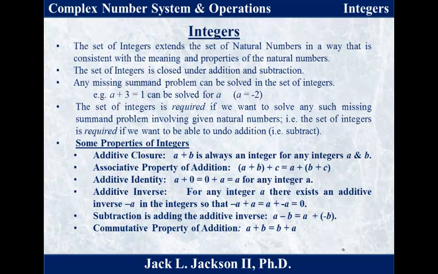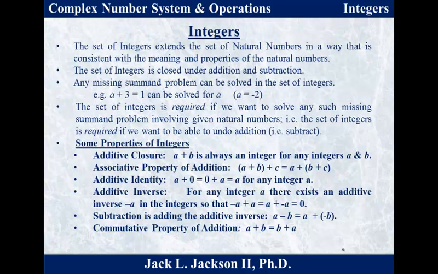The associative property of addition says if you take a plus b and add it first and then add c to it, it's the same as taking b plus c first and adding that to a. Additive identity is 0. So if we take a plus 0, that equals 0 plus a, which is also back to a again for any integer a.